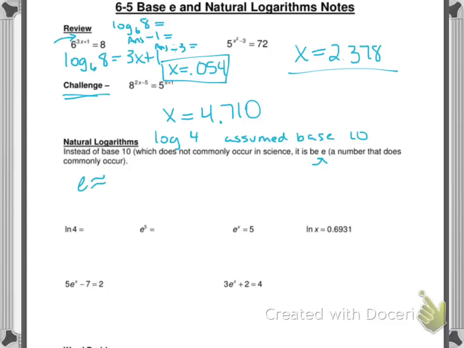And E is a number 2.71828, and it goes on and on forever. So it's just a different base. So instead of saying like log base 10 or log base 3, this is log base E. Now, because it occurs so often and because it's a number used so much, they gave it its own notation, ln. Okay? Anytime you see ln, that stands for natural log, and it's assumed that the base is E.